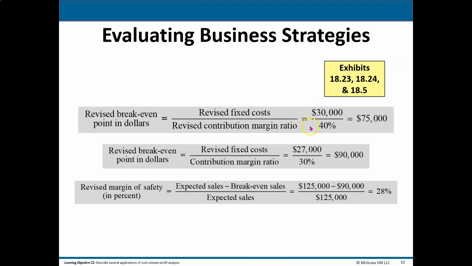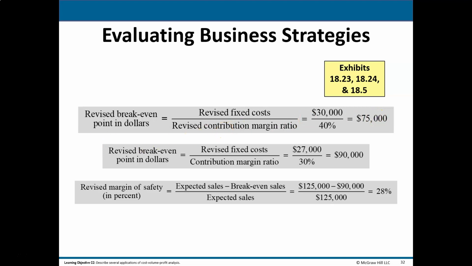Now my revised break-even point in sales is $75,000 instead of $80,000. So sometimes when we change one thing, like buying a piece of new machinery, it may lower my variable costs because now I'm requiring less direct labor. So if I'm affecting two different things here, this formula will tell me what my new break-even point in dollars is going to be.